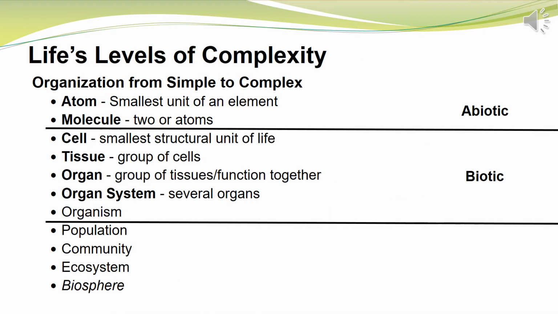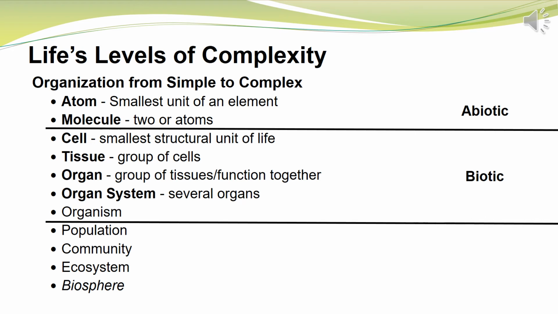Now we're going to talk about life's levels of complexity, and here we have a diagram of the organization of life from the simplest to the most complex. The simplest elements are abiotic, and the first one is the atom, which is the smallest unit of an element, which is followed by the molecule, which contains 2 or more atoms. And then we move on to the biotic, the cell, which is the smallest structure of life.